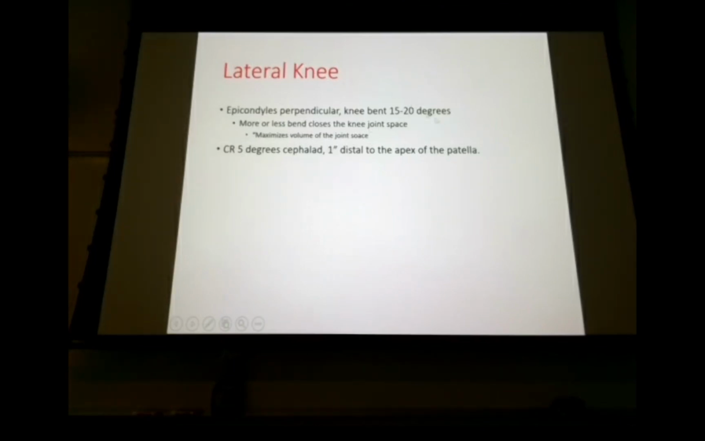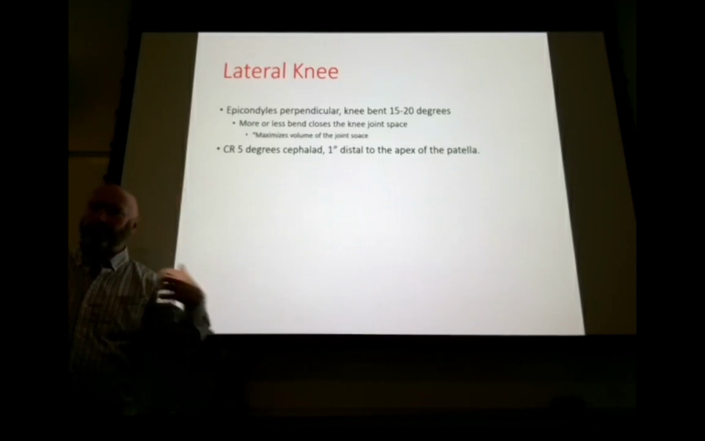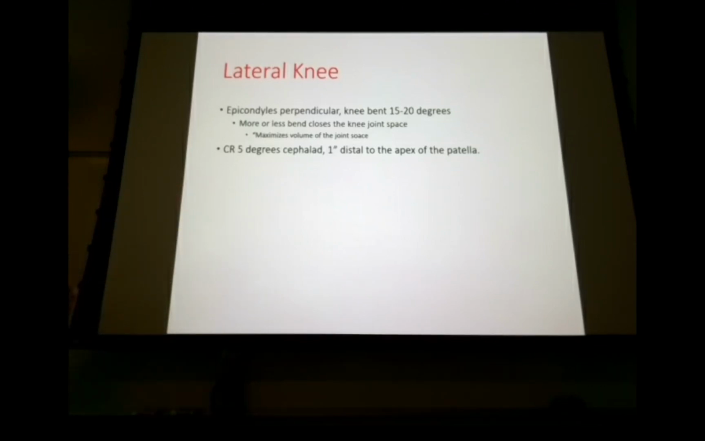Lateral, remember we've got a lateral of the knee and a lateral of the patella. If you're shooting a patella, the bend in the knee should only be about 5 to 10 degrees. If you're doing a knee, then you need 15 to 20 degrees. It increases the volumization of the joint space. Use the air quotes because you'll possibly see that on the registry. If you over or under bend it, it starts to close that up.